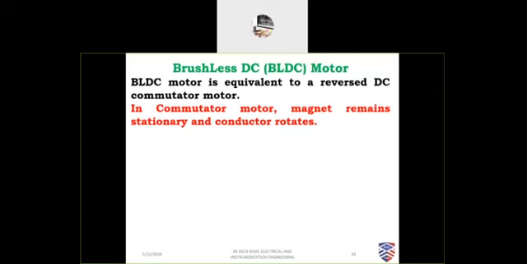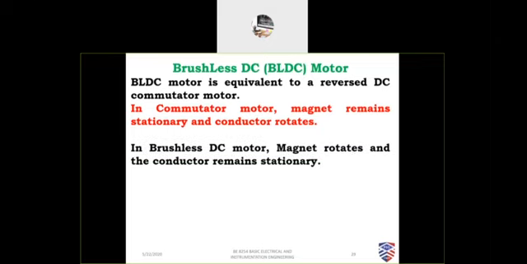BLDC motor is equivalent to a reversed DC commutator motor. In commutator motor, magnet remains stationary and conductor rotates. Here, magnet rotates and conductor remains stationary.